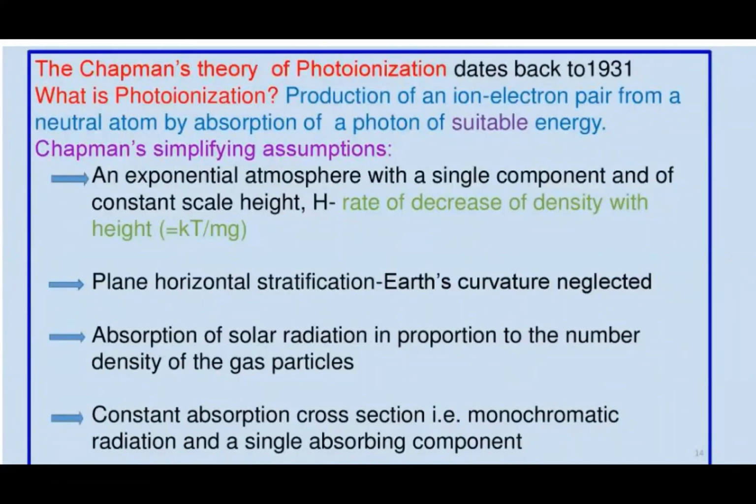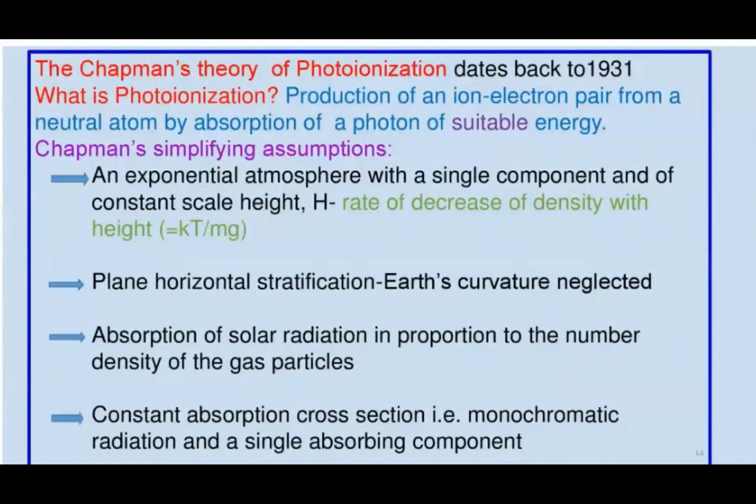The production of an ion-electron pair from a neutral atom by absorption of a photon coming from the sun or from any other source of suitable energy. The word suitable is very important, because depending upon the atomic structure, the energy by which the electron is bound to the atom, a certain minimum energy is required to knock it out or to remove it from the atomic structure and make it a free electron. So if the photon has energy more than that minimum energy required, then it will be able to knock out an electron and produce a free electron.